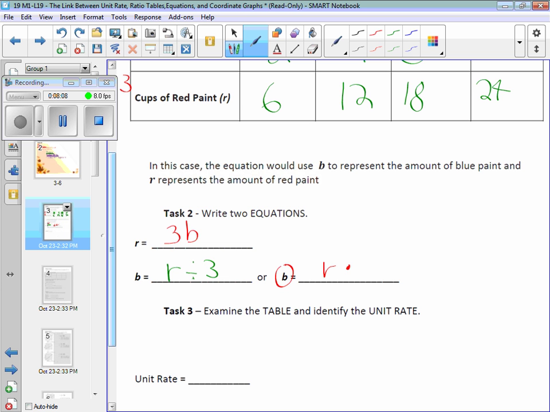All right, Gabby, first crack. Call it out. Wait, time out. It's still B equals. B equals R, not divided by 3, but times what? Yes, she's got it. She's right. It's times 1/3. What's wrong with that one?